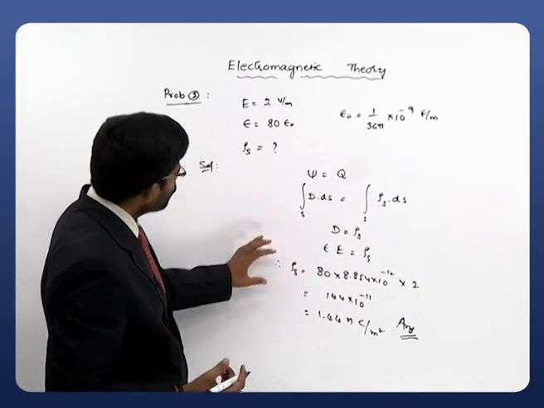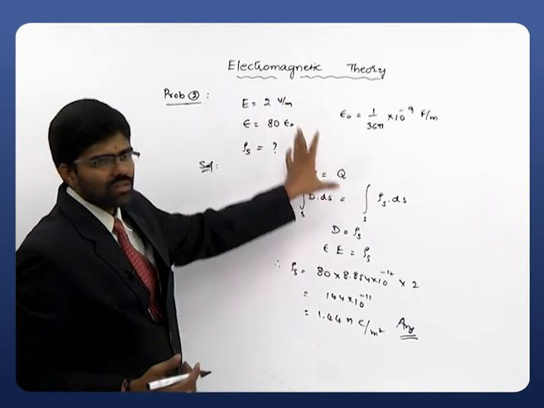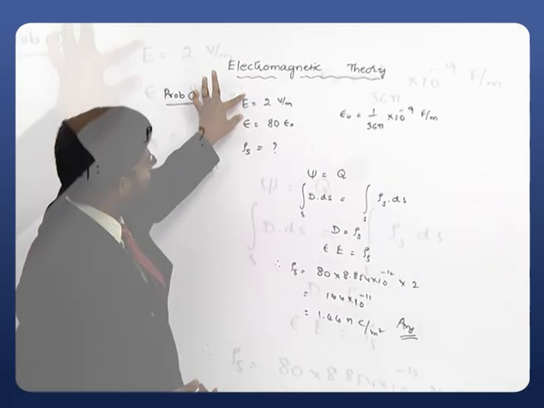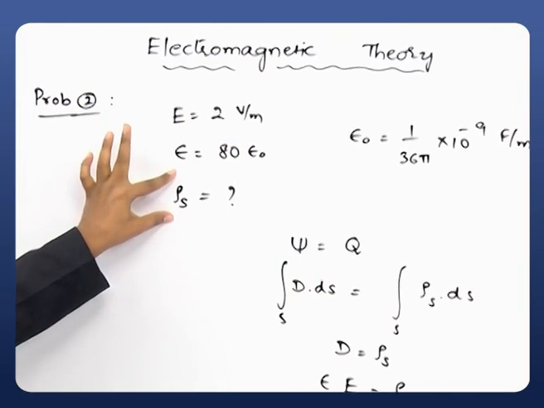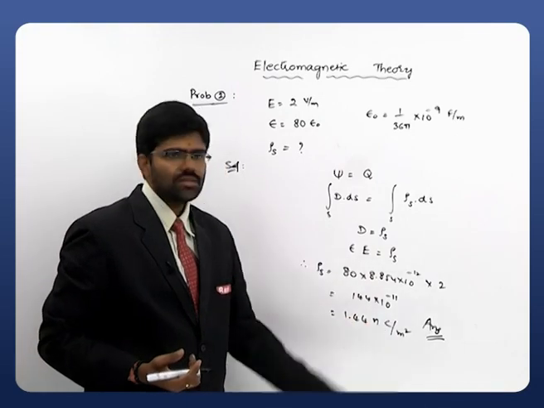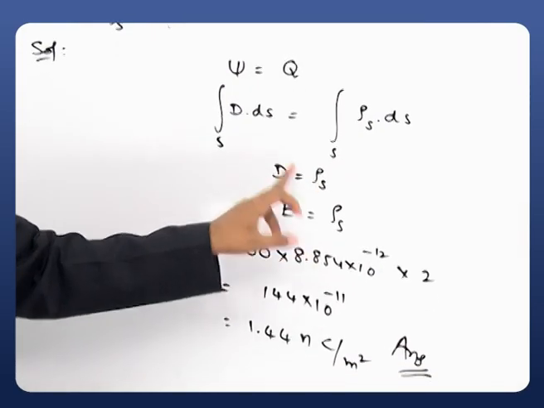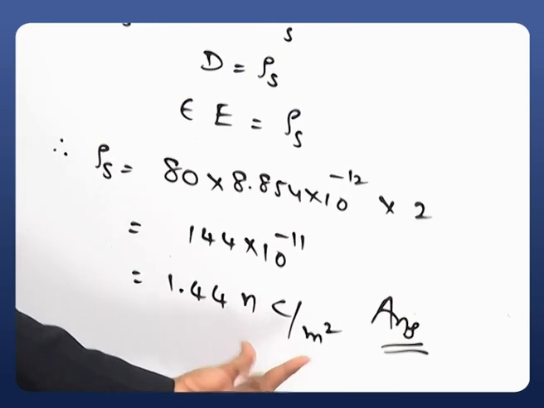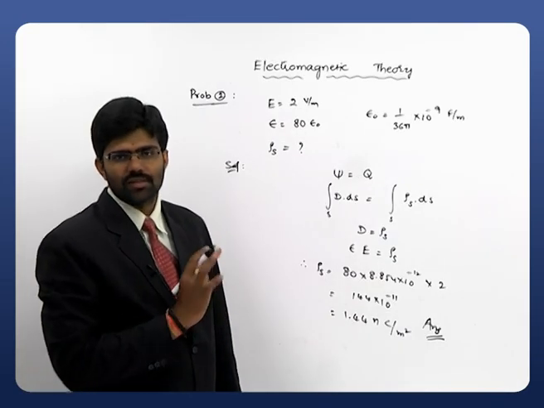Just what we are supposed to do is observe what the given parameters are. Here the electric field intensity is given to us, epsilon is given to us, and we are supposed to calculate this rho s. Just using Gauss's law, we can derive this simple relation that D is equal to rho s, and after that we can calculate that it is approximately 1.44 nano coulomb per meter square. This is the answer. Problem 3.